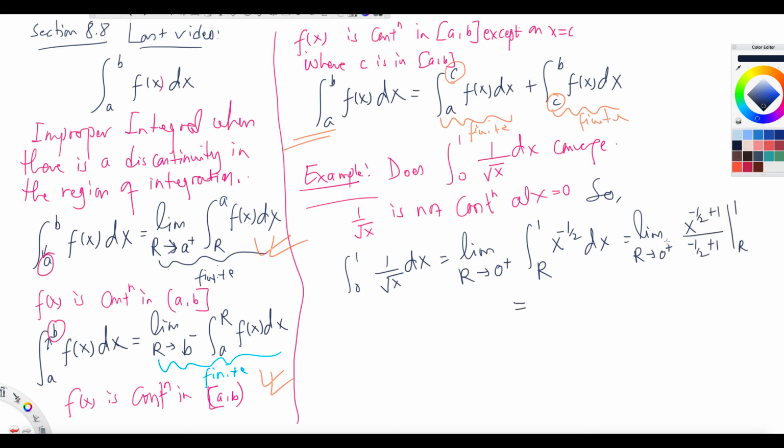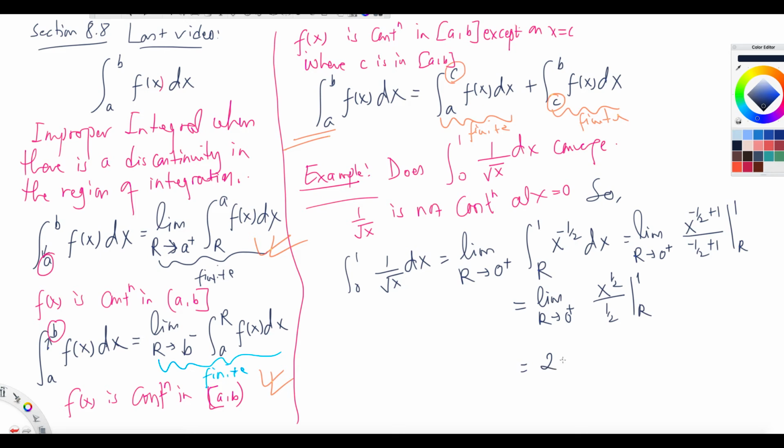So you get this much is equal to the limit as r tends to 0 plus. How much is this? Negative 1/2 plus 1 is positive 1/2. So you get x to the 1/2 over 1/2, from r through 1. Does that make sense?